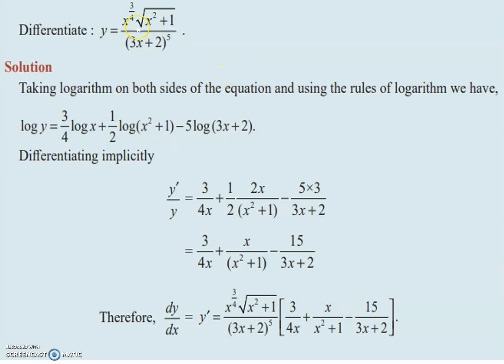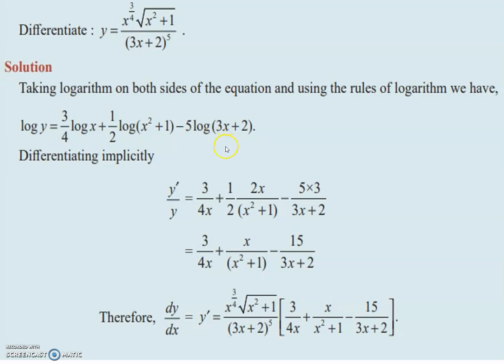We have to use here log m raised to n is n log m. Second, we have to use log of m upon n is log m minus log n. Log of mn is log m plus log n, because multiplication is there, and subtraction is there for 5 log(3x plus 2). So we must know the laws of logarithm in logarithmic differentiation.